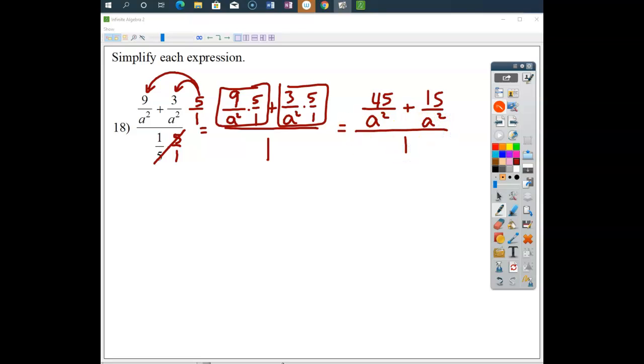And now I want to get rid of that a squared. So the way that we do that is we want to multiply by a squared, right? But once again, if you're going to multiply this one by a squared, you have to multiply everything by a squared.